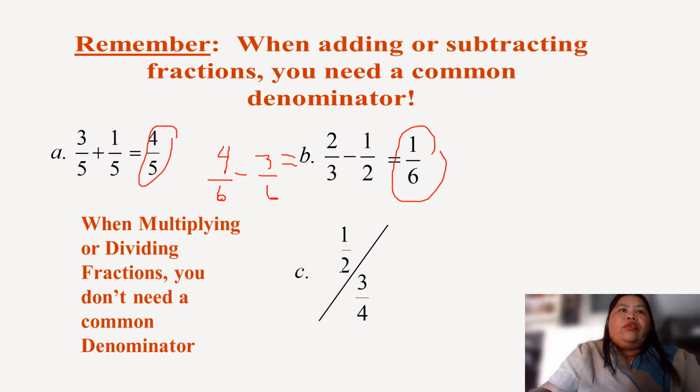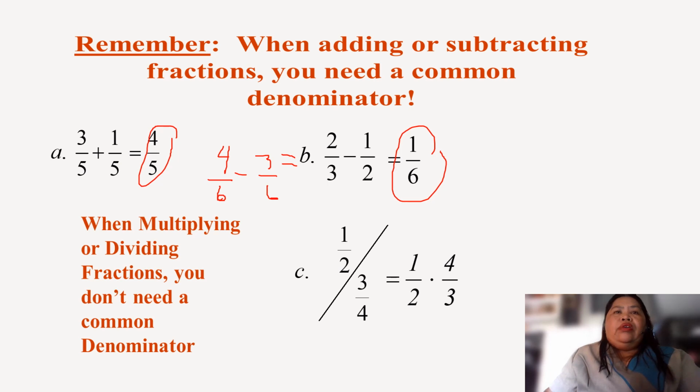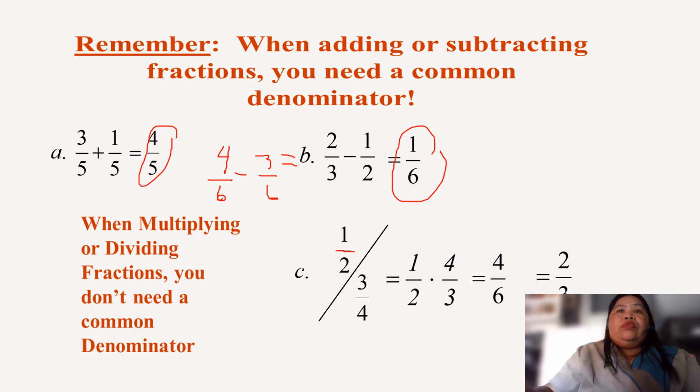Okay. So when multiplying or dividing fractions, you don't need a common denominator. But in addition and subtraction, we really need to find the common denominator. So here, for example, this is multiplying and dividing: 1/2 over 3/4. This will become 1/2 times 4 over 3. We just get the reciprocal, like we did in your previous lesson. So we have 1 times 4 is 4, and 2 times 3 is 6, or you can express that in lowest terms as 2/3. Okay, all right.